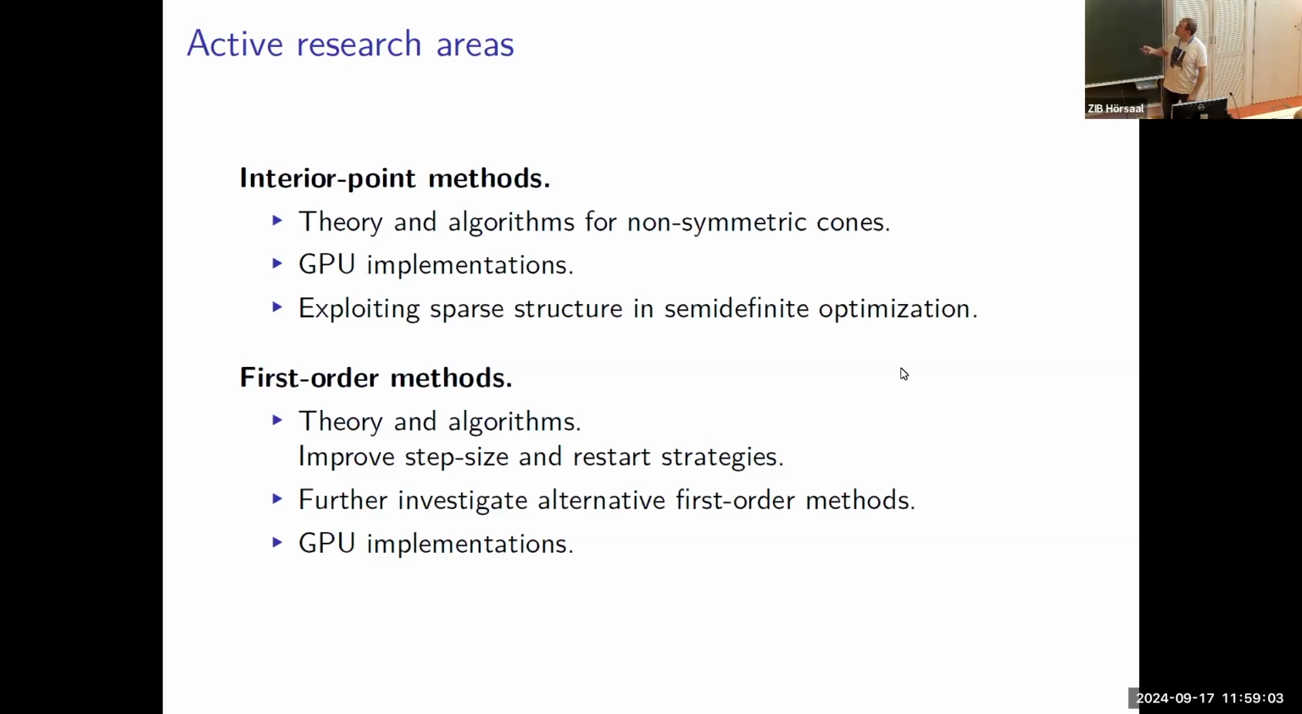Some of the active research areas are theory and algorithms for non-symmetric cones. That's where we don't have second order cones or SDP, but other cones that are non-symmetric. What do we do? GPU implementation, exploiting sparse structure, and SDP is the everlasting research topic. And for first order methods, I would say anything is at play, because people in some way know so little about first order methods. So it's the theory, the algorithms, heuristics, other methods, and GPU implementation. You can do everything.